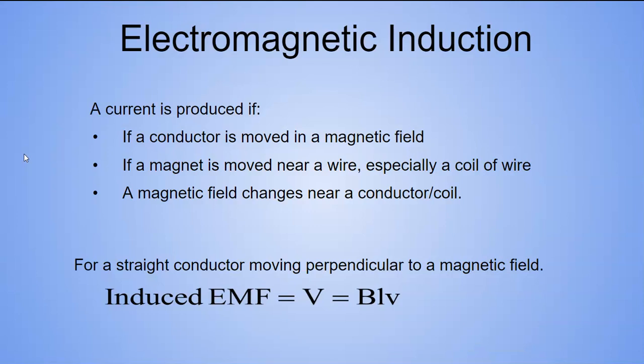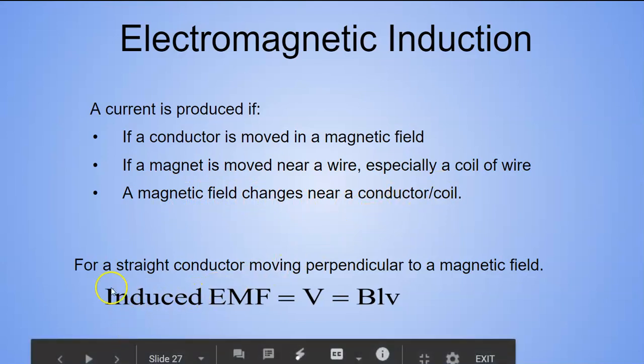Okay, so induction again can happen lots of different ways, but a current is produced if a conductor is moved in a magnetic field. If you just took a single piece of wire and moved it in a magnetic field, you would get a current across there. If you fly an airplane across the magnetic field lines of the earth, you get an induced current or induced voltage between the two ends of the wingtips. If I move a magnet near a wire, or a coil of wire especially, because each loop produces that much, and if I had 10 loops, then I'd have 10 times as much there. Or a magnetic field could change near a conductor or a coil. That would do it as well.